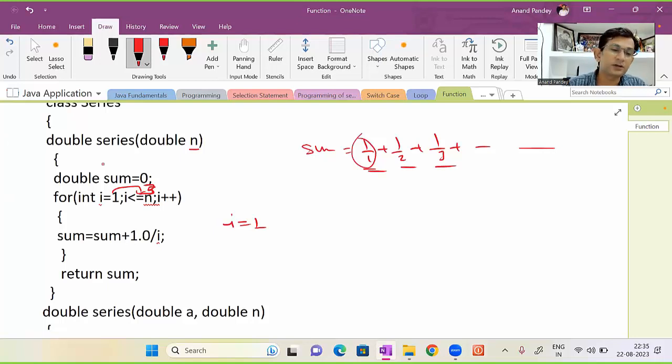Here n is what? Number of terms, 3. So the condition is true, and control goes inside the loop. First time, what will be added? 1 upon i. What is the value of i? 1. Means 1 upon 1 will be added. The first term will be added.